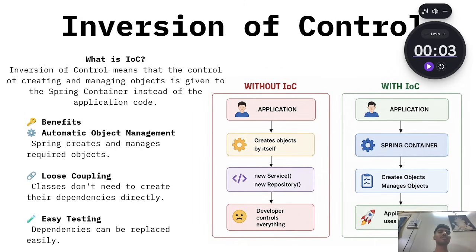Inversion of control. What is IoC? Inversion of control means that the control of creating and managing objects is given to the Spring container instead of the application code. What are the benefits? Less coupling and easy testing.